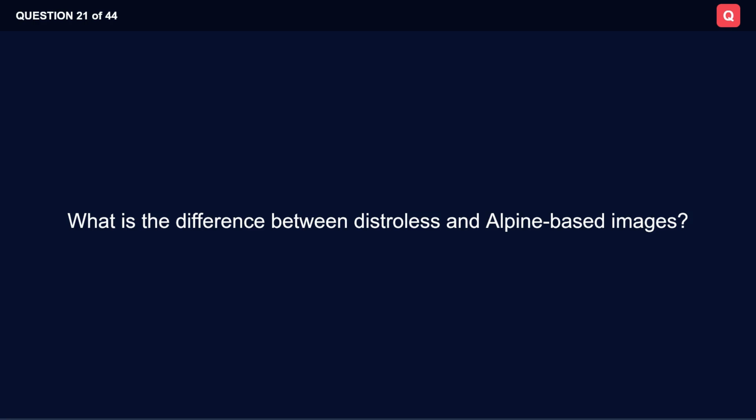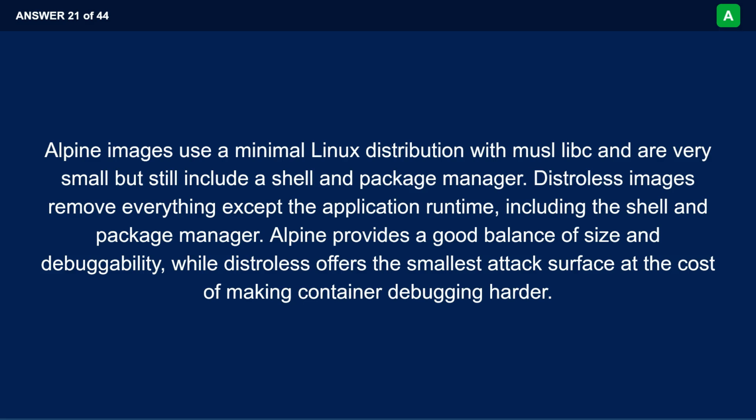What is the difference between distroless and Alpine-based images? Alpine images use a minimal Linux distribution with musl libc and are very small, but still include a shell and package manager. Distroless images remove everything except the application runtime, including the shell and package manager. Alpine provides a good balance of size and debuggability, while distroless offers the smallest attack surface at the cost of making container debugging harder.